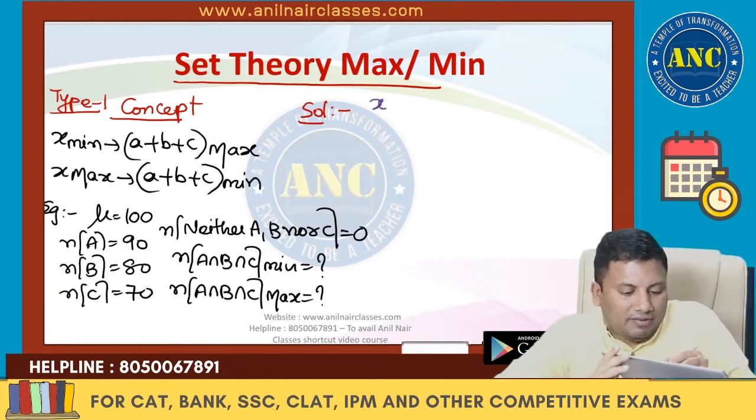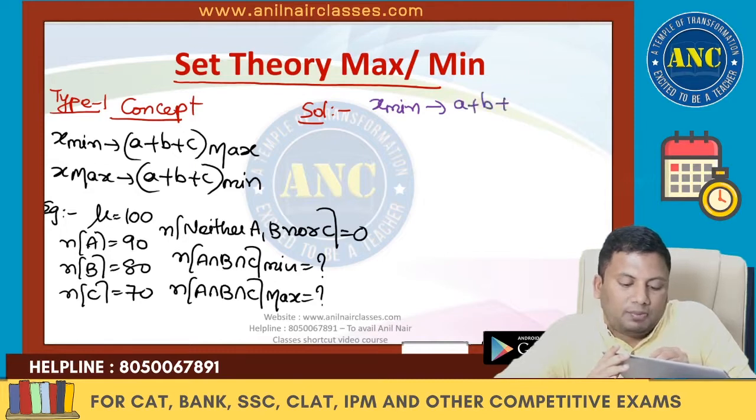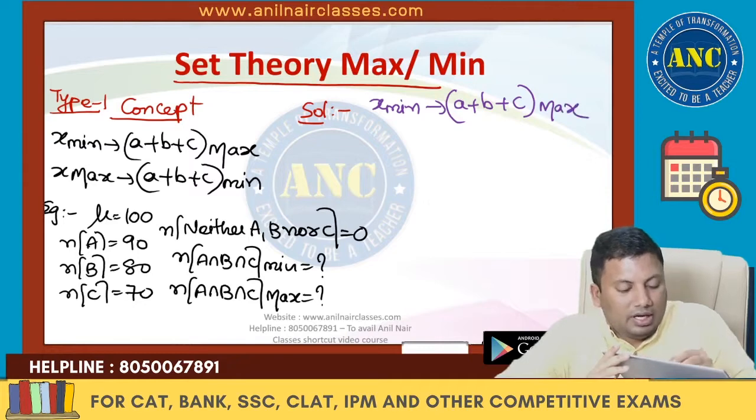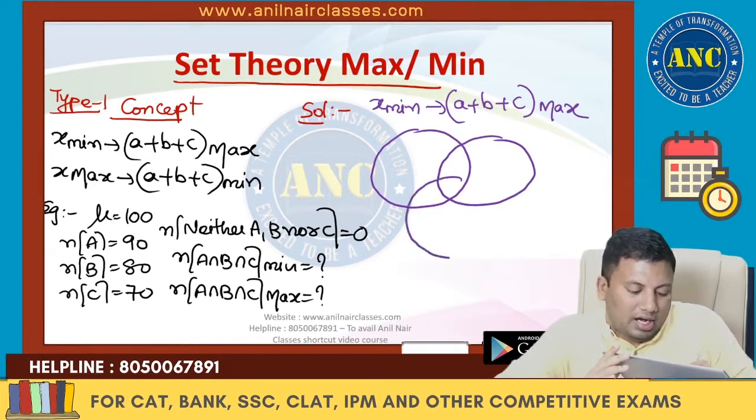First, we will do minimum. X minimum means a plus b plus c should be maximum. It is the 3 sets. This one, and this one.